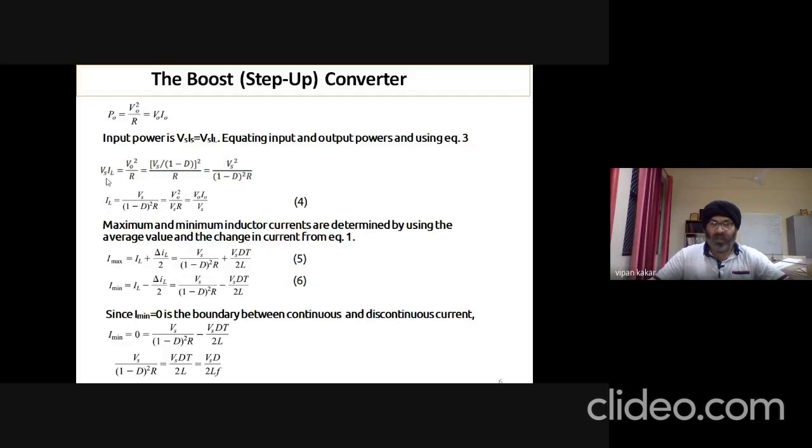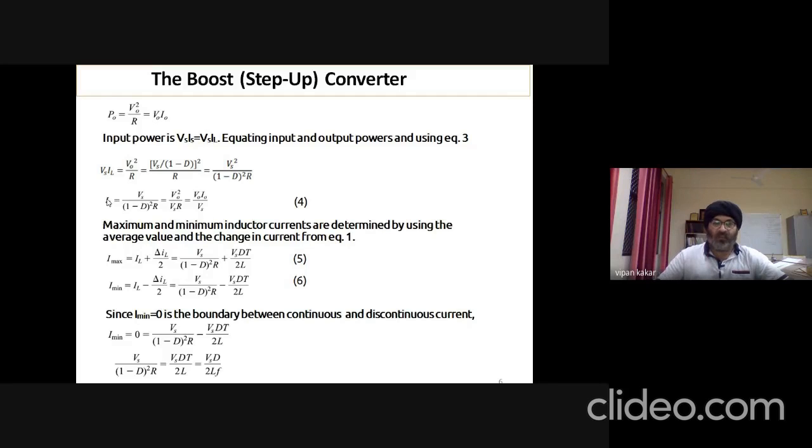So IL divided by Vs will get cancelled. We get Vs (1 minus D) square. So solving it further, we get output voltage multiplied by output current, which is the load current, divided by the input voltage. We get the inductor current.